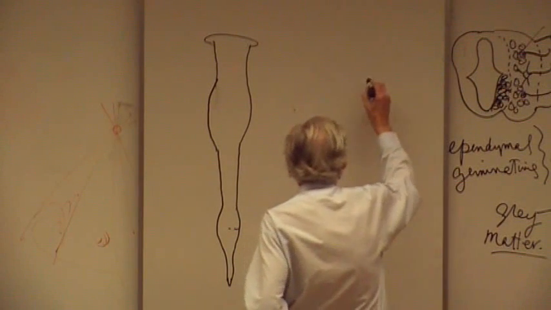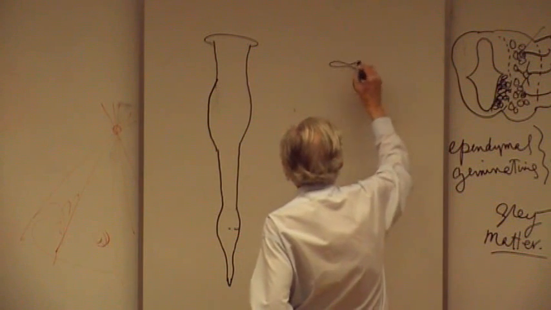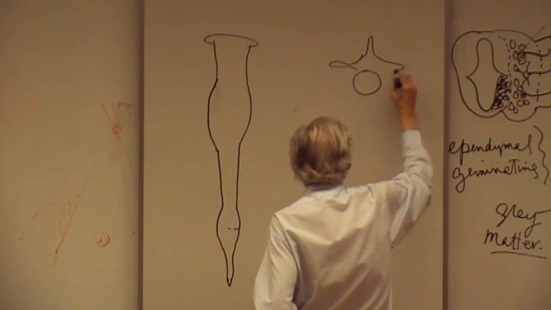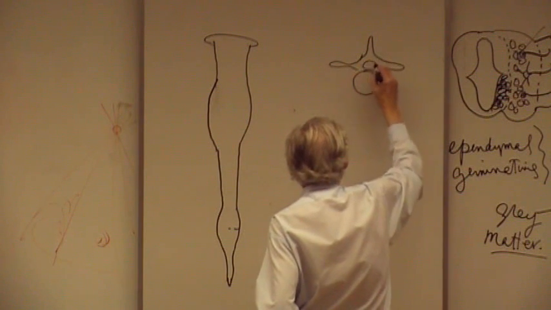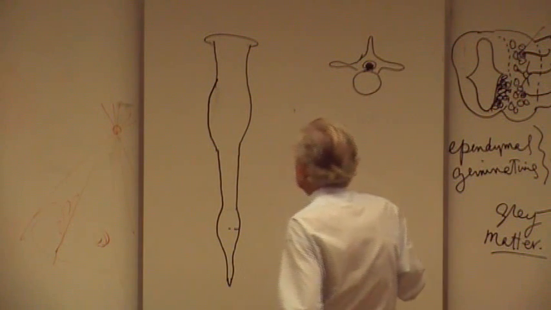The vertebrae, you have a body of the vertebra here, and then you have a lateral process, and you have an articular process that I won't put on, a posterior process. And you have here a canal, and it's in this canal that the spinal cord is suspended.